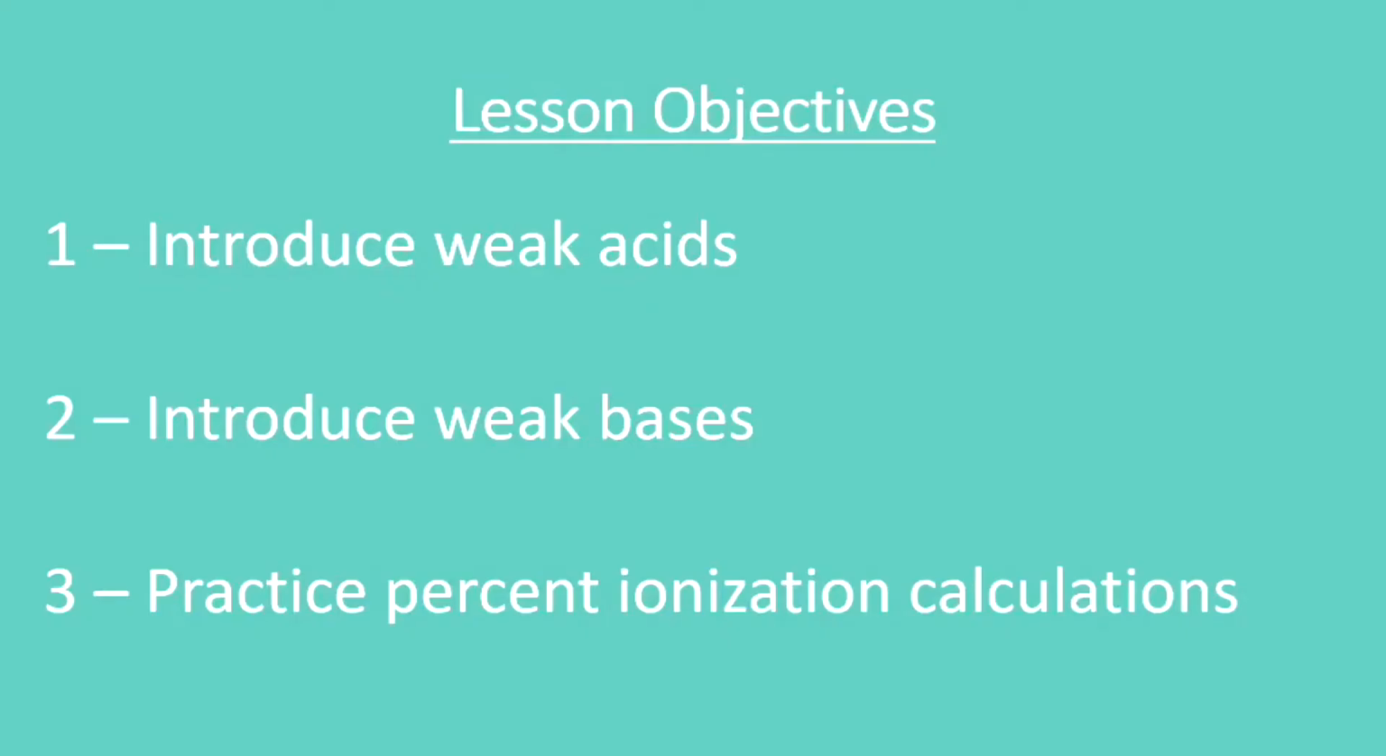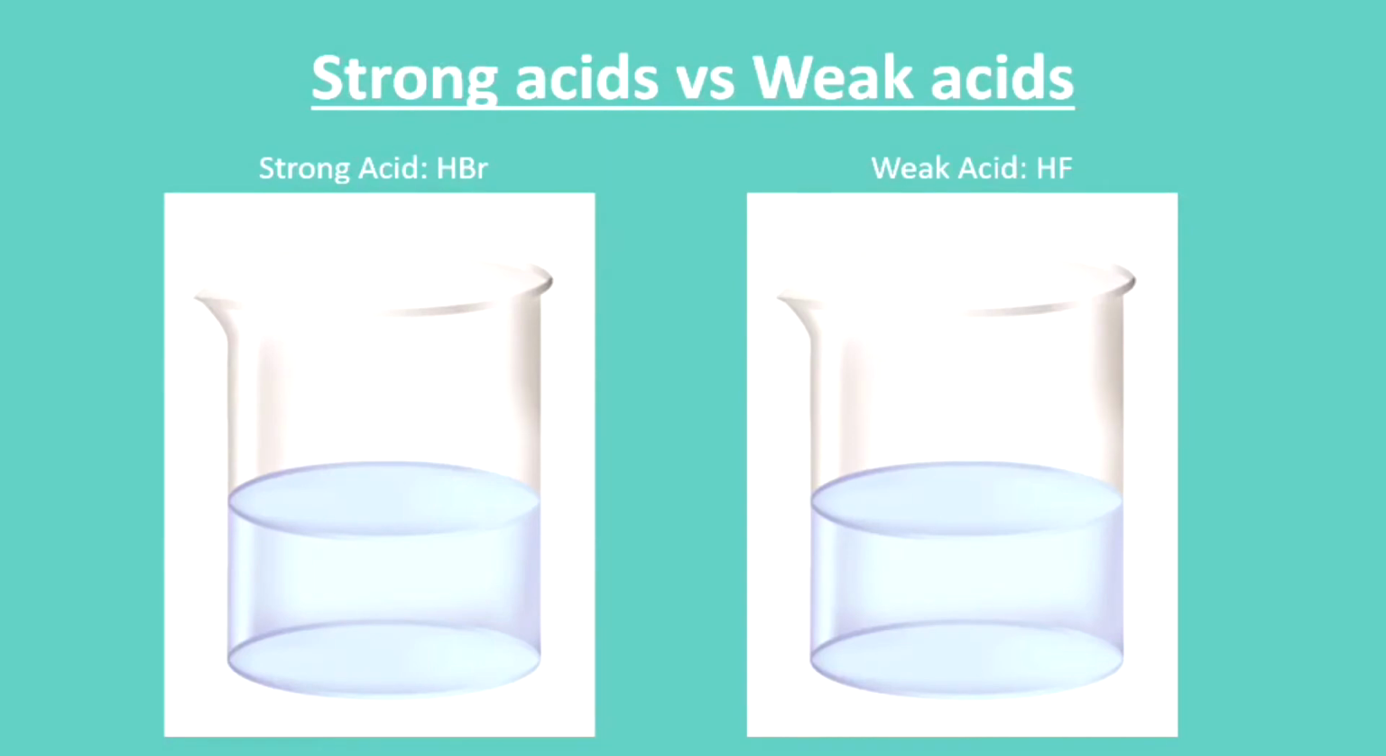In this lesson, we'll introduce weak acids, then we'll introduce weak bases, then we'll practice percent ionization calculations. In order to introduce weak acids, it's helpful to consider strong acids. So here's the strong acid HBr. And if I take 3 HBr molecules and I put them down into solution, what happens?